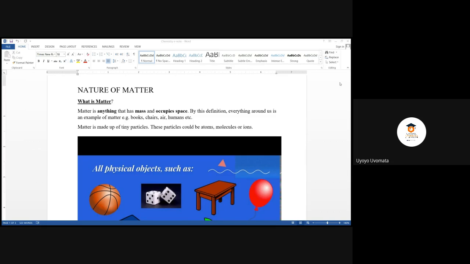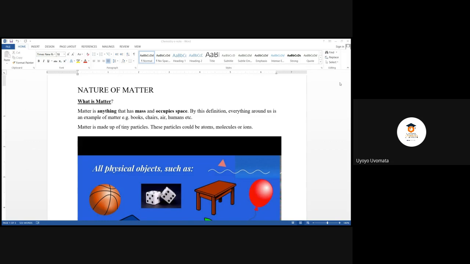Now, as shown there, matter is anything that has mass and occupies space. Matter is anything that has mass and occupies space. We can see two things in bold there. The first thing is mass, and the second thing is occupies space. Those are the conditions that a thing or a substance should possess for it to be classified as matter.